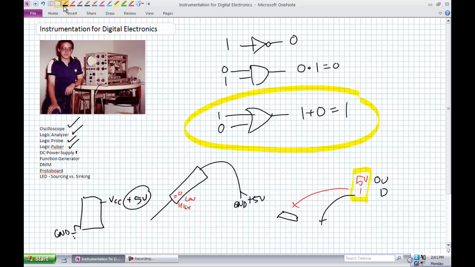Protectoscope, logic analyzer, probe, pulsar, power supply, function generator, DMM, protoboard. Okay, we already went over LEDs, sourcing and sinking in the previous lecture.